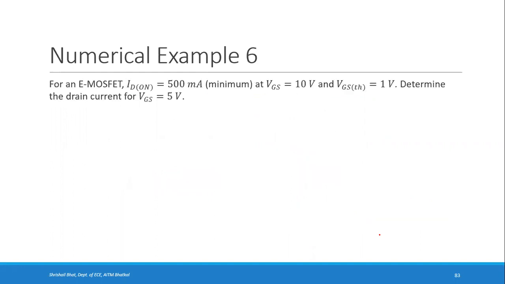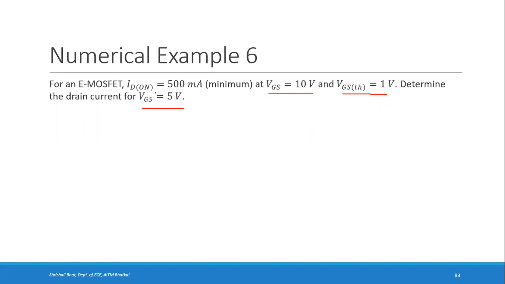Next question, we will move on to MOSFET. It is given that in an E-MOSFET, ID(on) is equal to 500 milliamps. That is the minimum value of drain current, at VGS equal to 10. It is also given that the threshold voltage, VGS(th), is 1 volt. You are asked to determine the drain current for VGS equal to 5 volts.